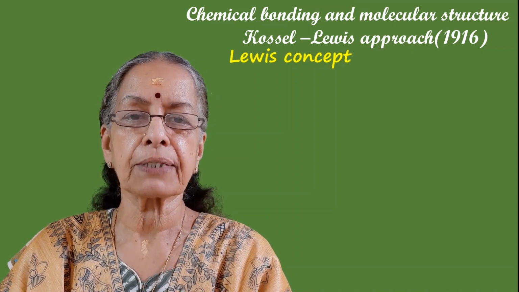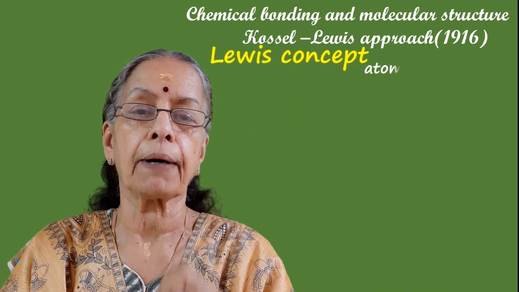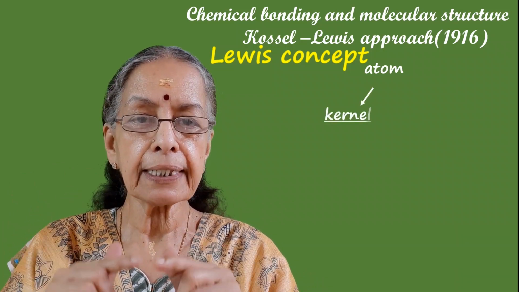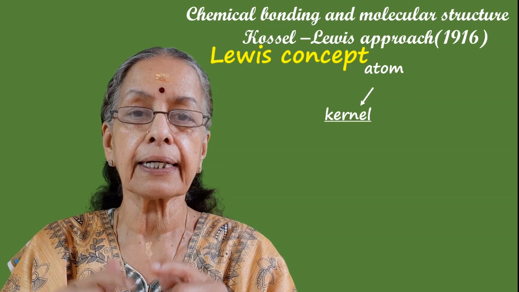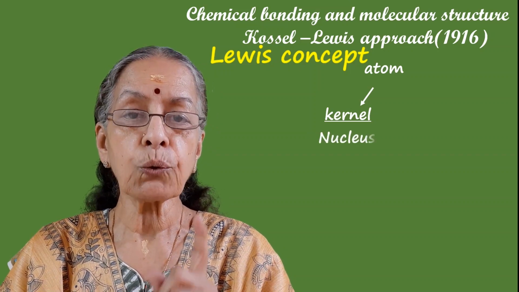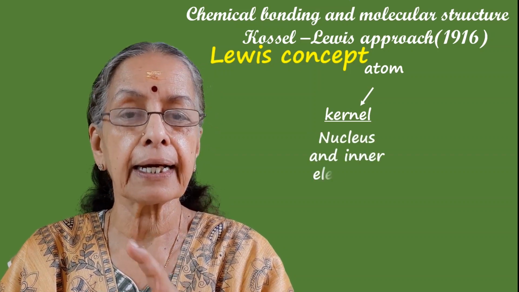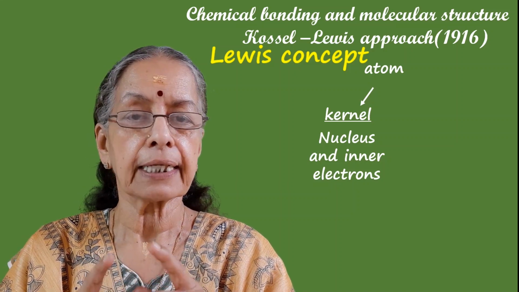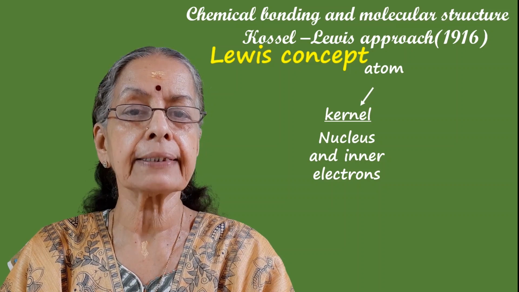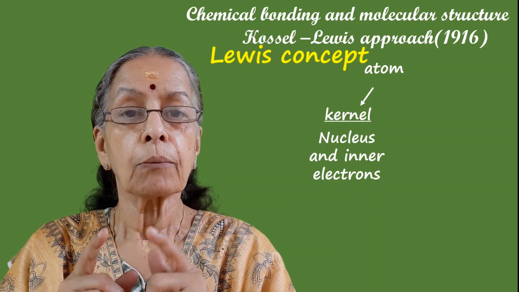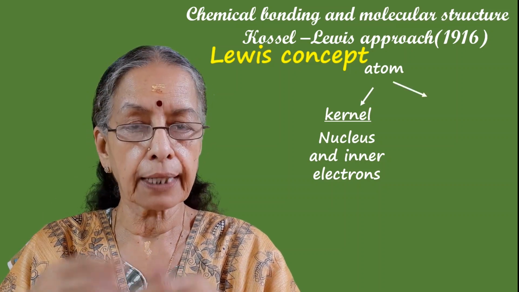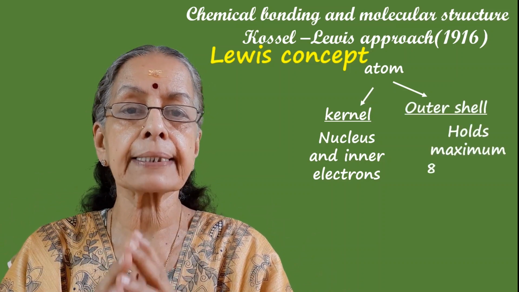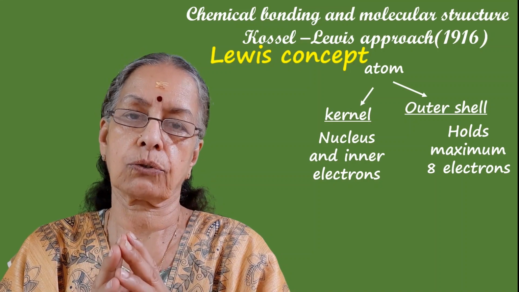According to this concept, atom consists of two parts, an inner part and an outer part. The inner part is kernel. It consists of the nucleus and inner electrons. The nucleus contains the positive charges. Therefore, the nucleus and the inner electrons alone make it positive. The other outer part is the outer shell. It holds a maximum of 8 electrons.